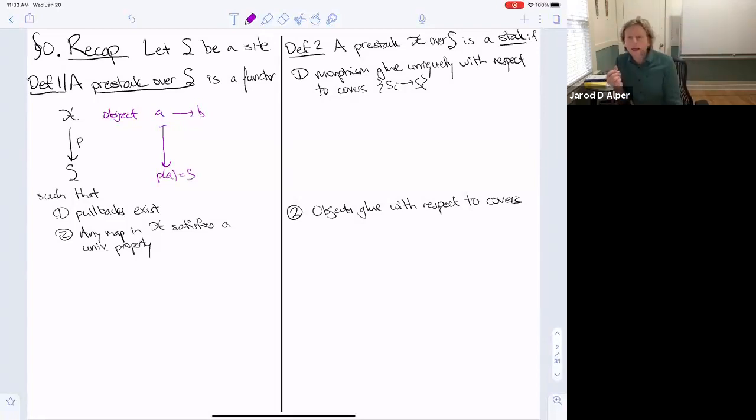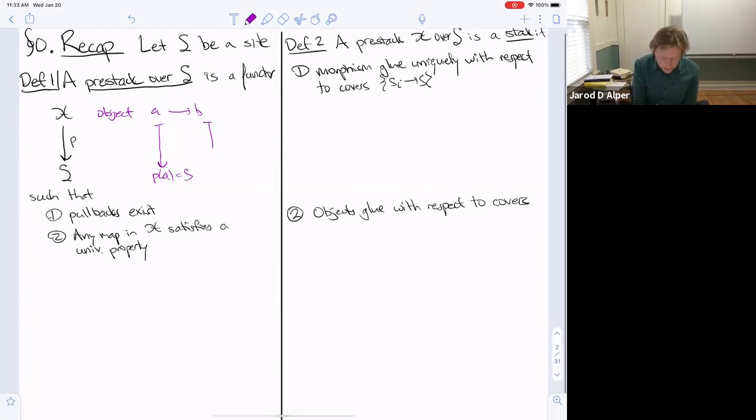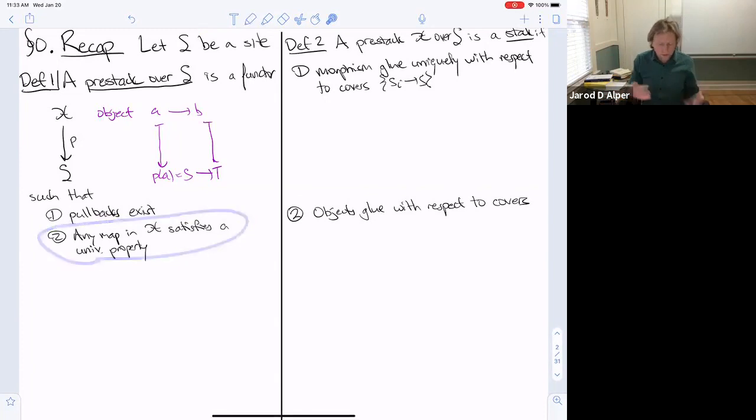And then there were 2 main conditions in the definition of a pre-stack. The first was that pullbacks exist. So if you have a morphism S to T and an object B over T, there's an object A and a morphism from A to B over that morphism. And moreover, that any map in X satisfies a universal property, similar to the universal property for fiber products.